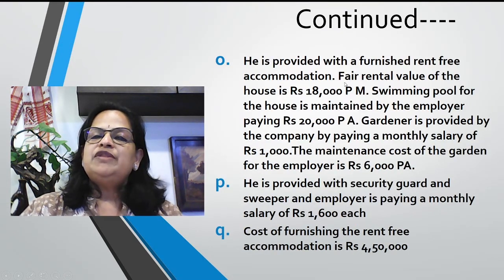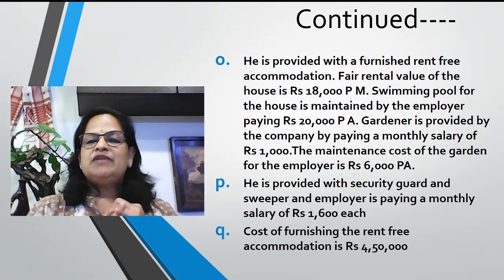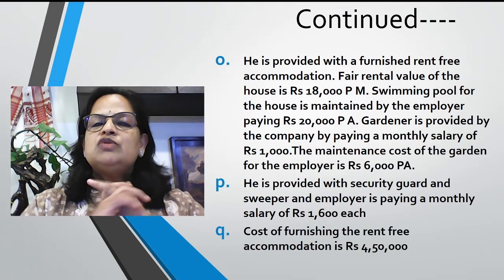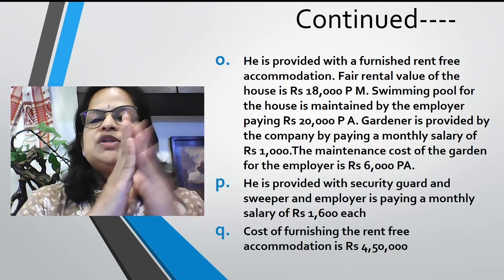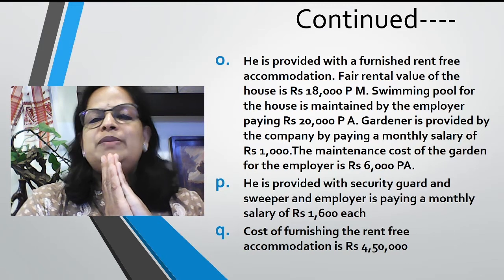Now, he is provided with a furnished rent-free accommodation. See, I told you, place of work is given, population is given. Fair rental value of the house is 18,000 per month. Swimming pool for the house is maintained by the employer, paying rupees 20,000 per annum.